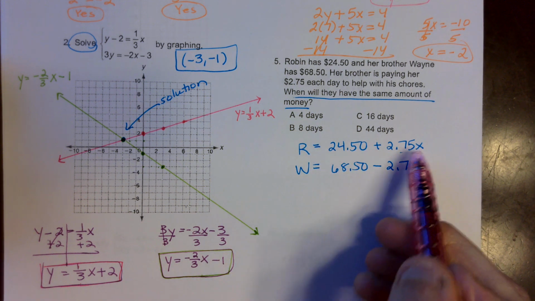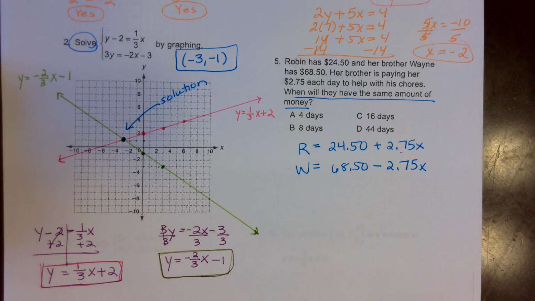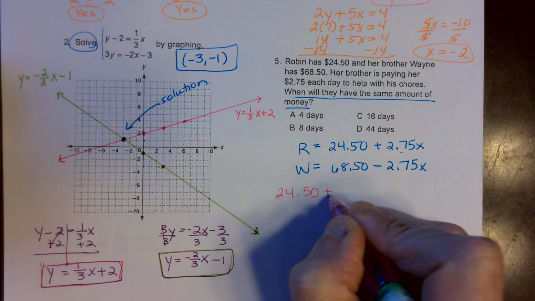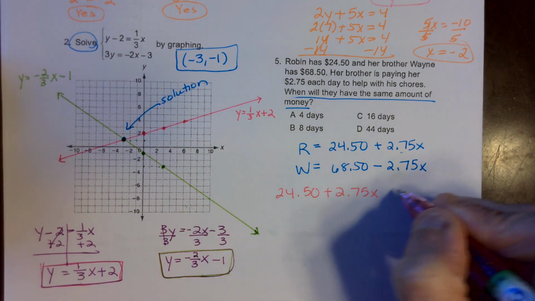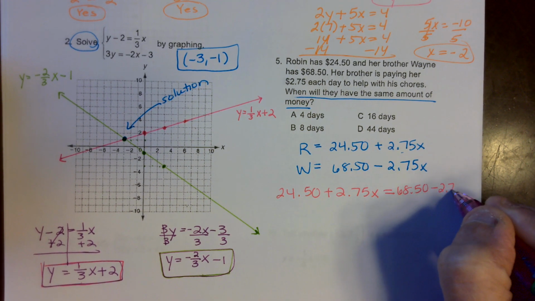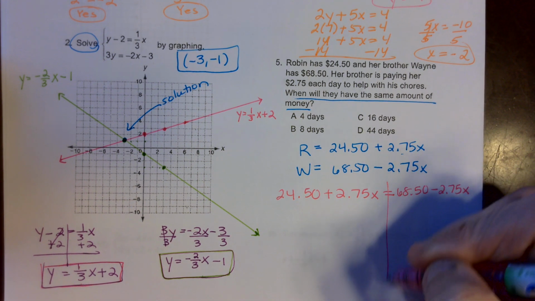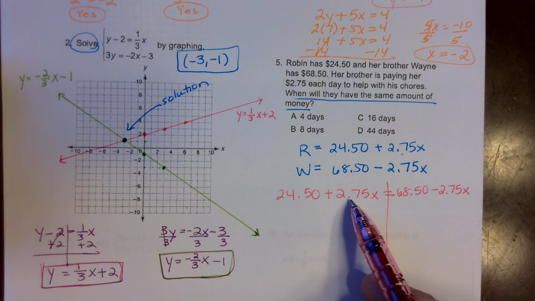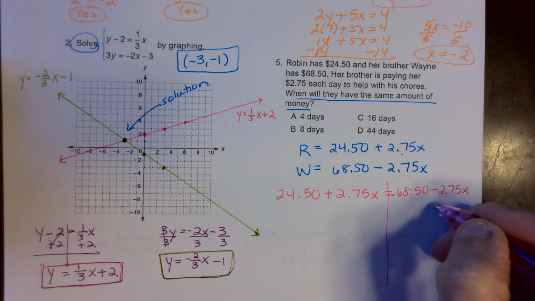So we need to then set these equal. So I'm going to take and do 2450 plus 275x equals 6850 minus 275x. Again, lots of solving, lots of opportunity for you to really be meticulous and watch your error signs and not make little errors. Okay? So first thing I want to do is look at my x values, and I want to move the smaller one. So I'm going to move this one.